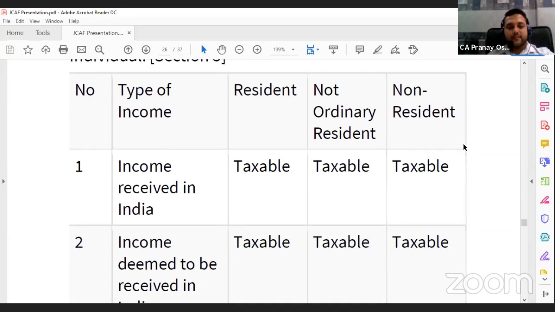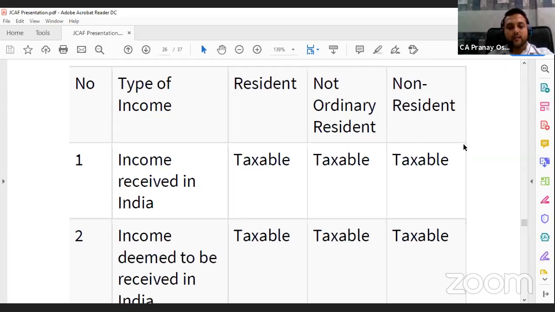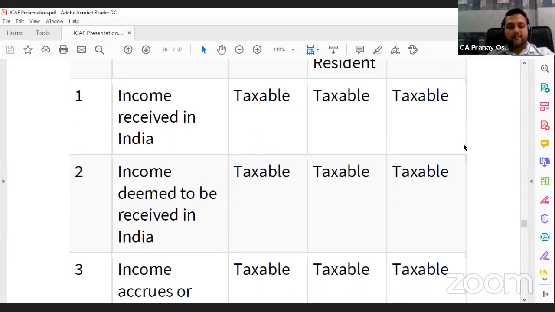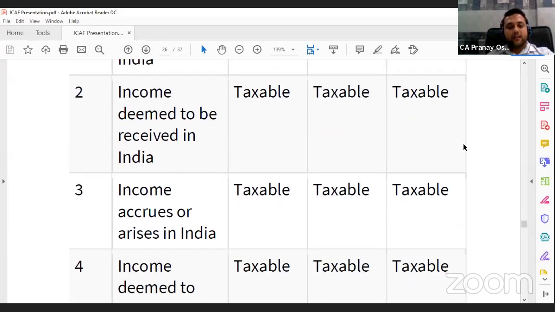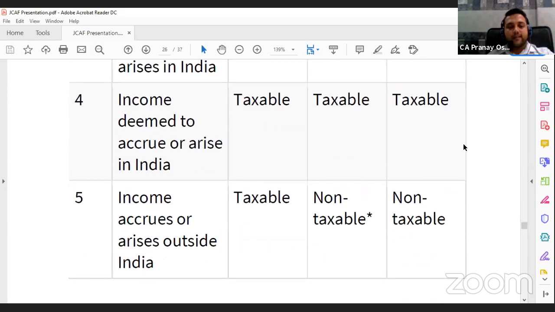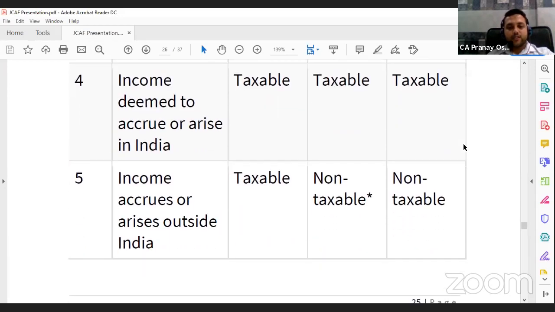Type of income. Income received in India, it is taxable for all the 3 categories: resident and ordinary resident, not ordinary resident, and non-resident. Income deemed to be received in India. As this income is deemed to be received in India, this will again be taxable in all the 3 categories. Income which accrues or arises in India, taxable in all the 3 categories. Income deemed to accrue or arise in India, taxable in all categories. And here is the change.